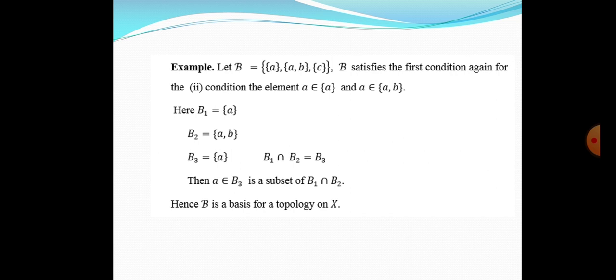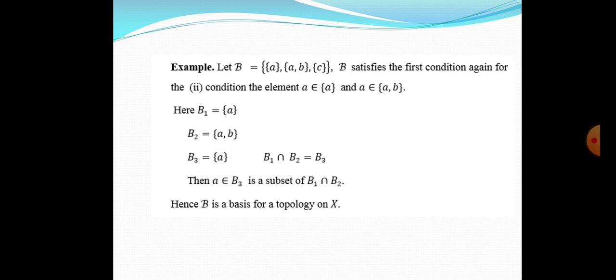Now you check that b1 intersection b2 equal to b3. And that b3 is a subset of b1 intersection b2. Okay, I have to verify. Then a belongs to b3. This small a belongs to b3, which is a subset of b1 intersection b2.